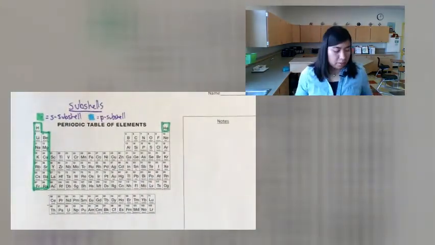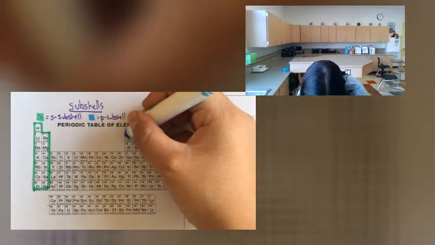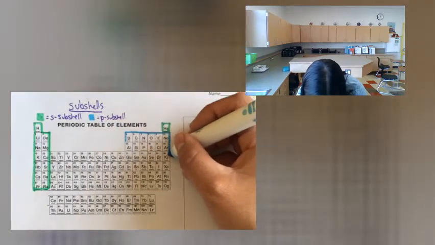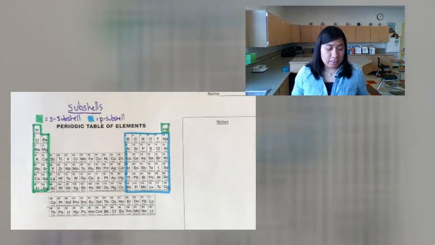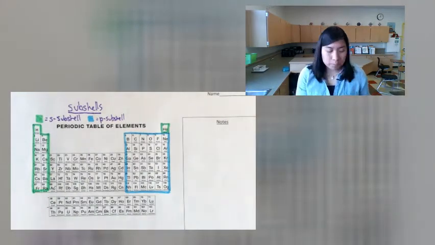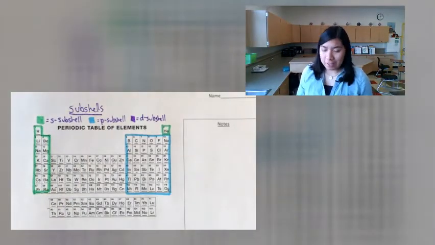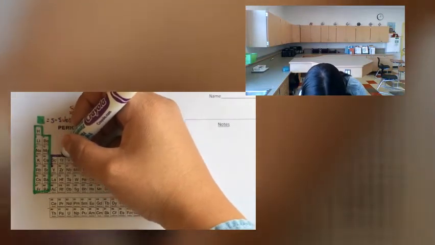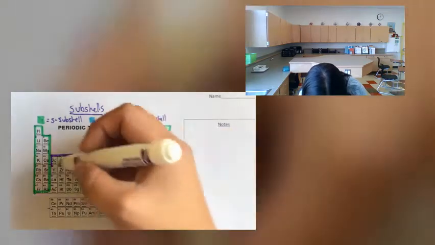And the P subshell is going to start at boron, which is right here, number 5. It's going to extend to neon, and then it's going to go down. The next one that I'm going to label is the D subshell. I'm going to label that as purple. And the D subshell is going to be basically in the middle. So it's going to start at scandium, right here. It's going to extend all the way to zinc and come down.